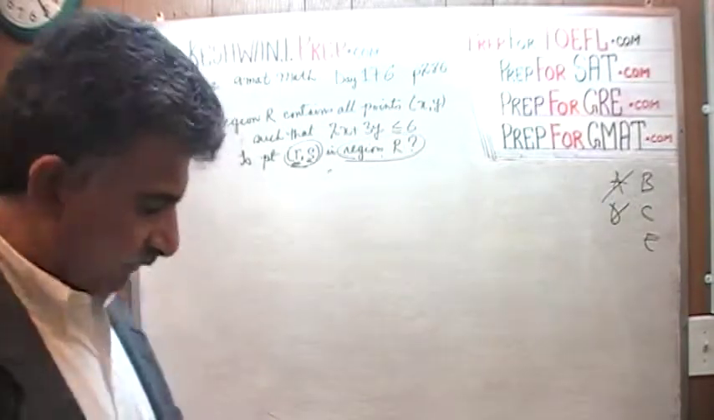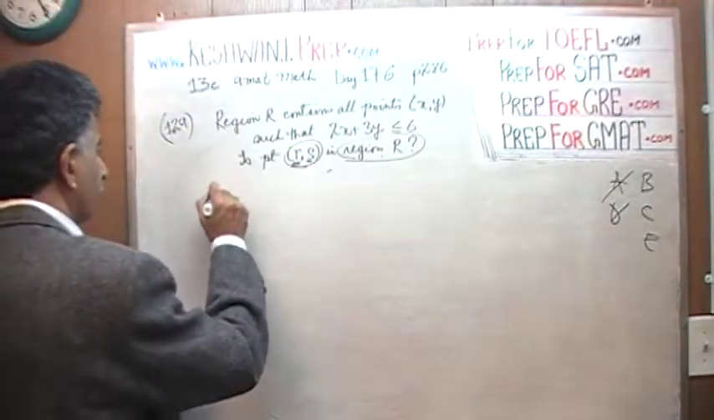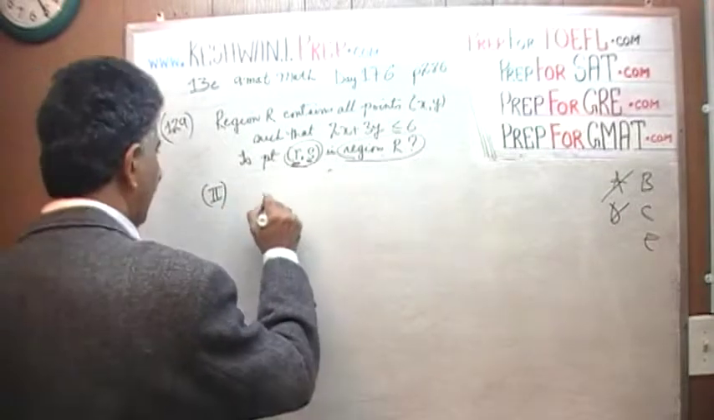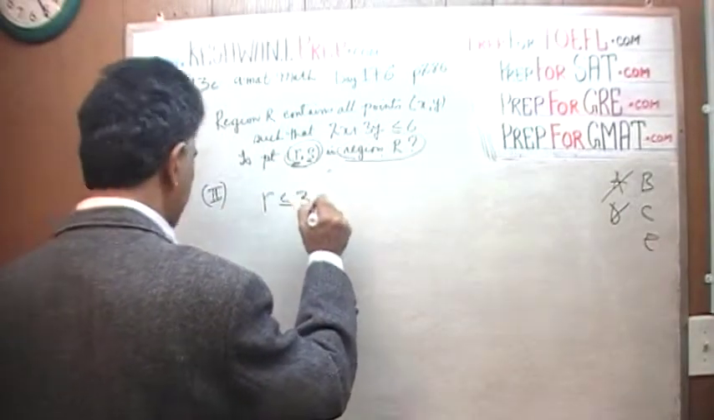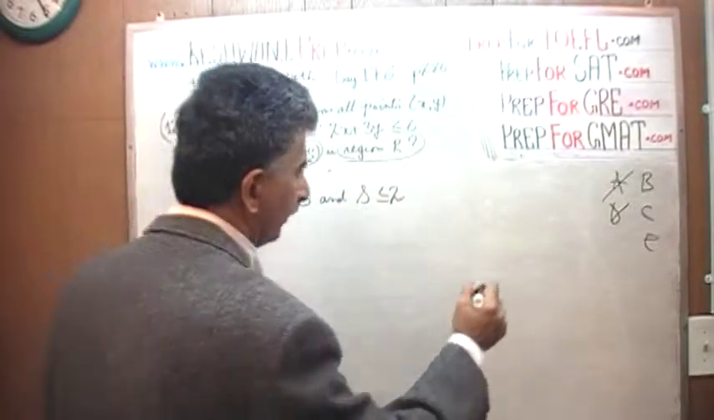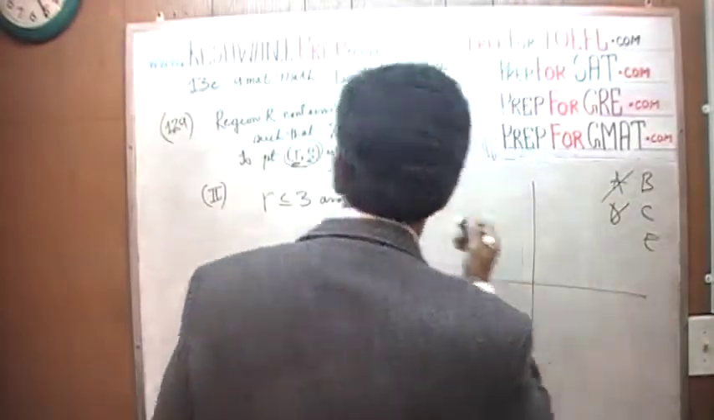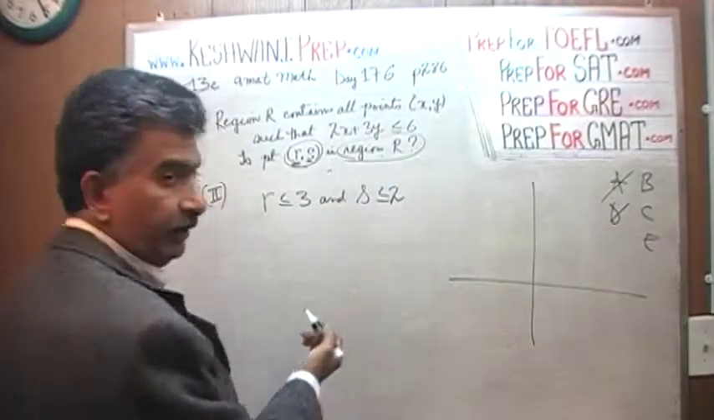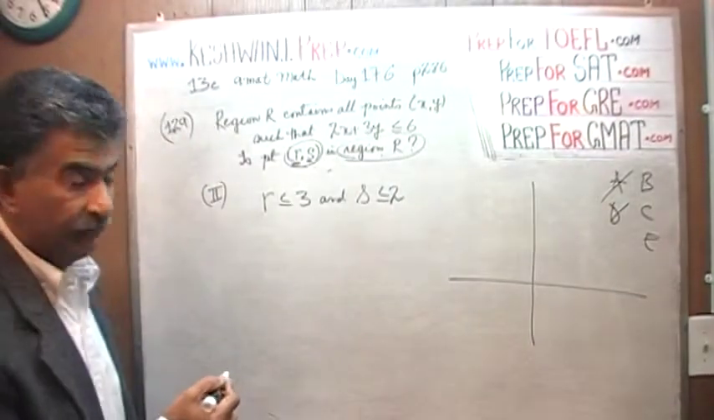The second statement tells us this. The second statement tells us that r is less than or equal to 3 and s is less than or equal to 2. So again, to start out with, we have to have our original line here, otherwise we cannot do anything with it. We have to have our region in front of us.